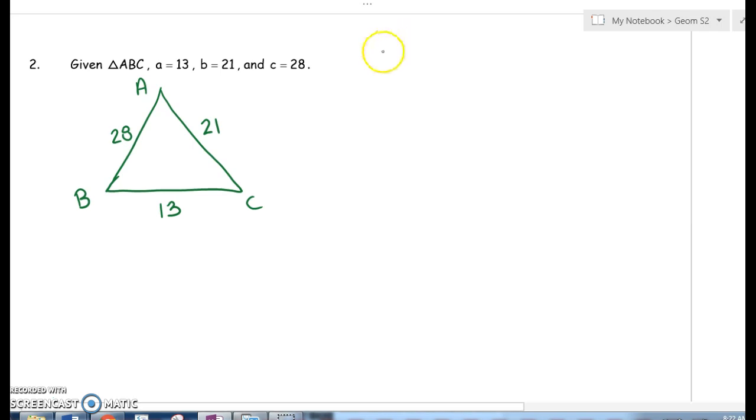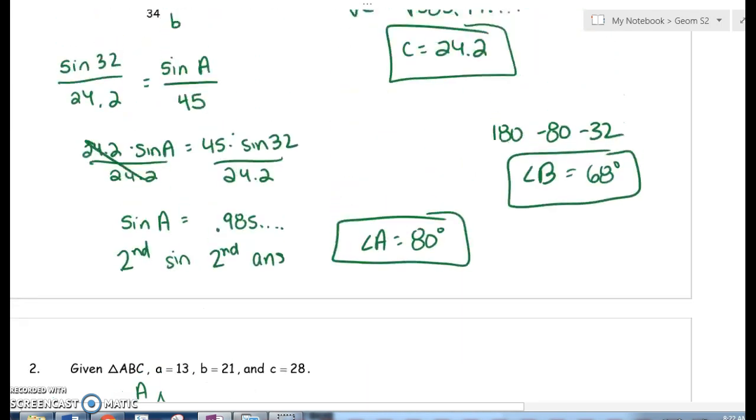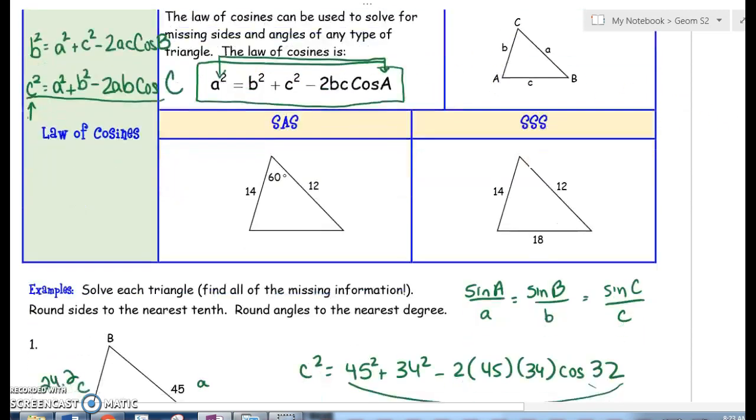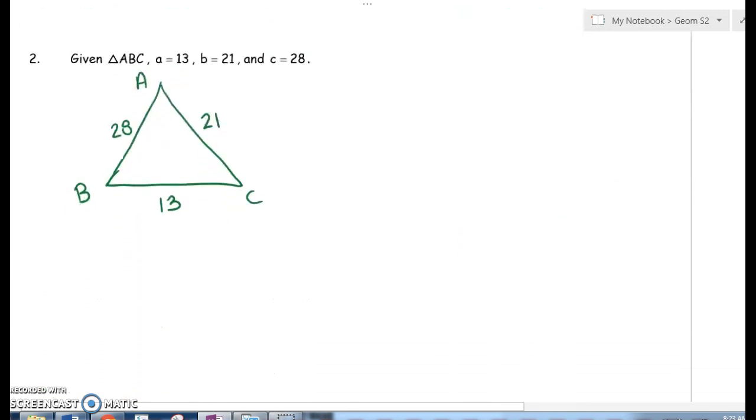So if we're solving for angle A, that means if you look back on the other side, angle A, the only formula that had an angle A is the one that's typed on the sheet. It's this guy here, A squared equals, so that's the formula we're going to use. So let's follow that formula.